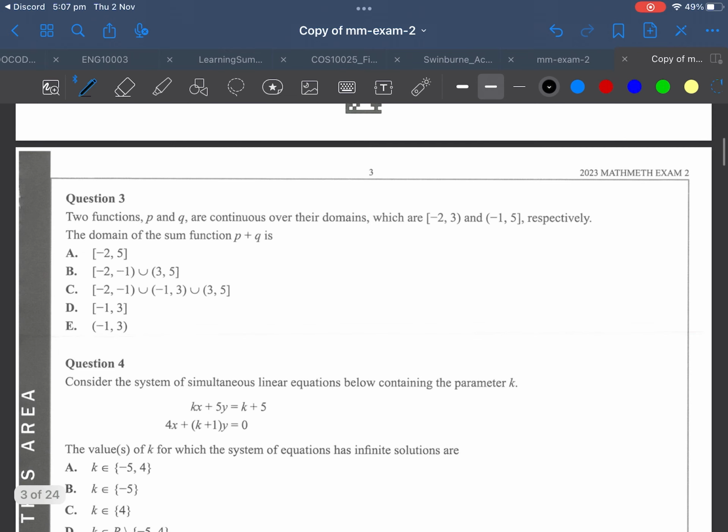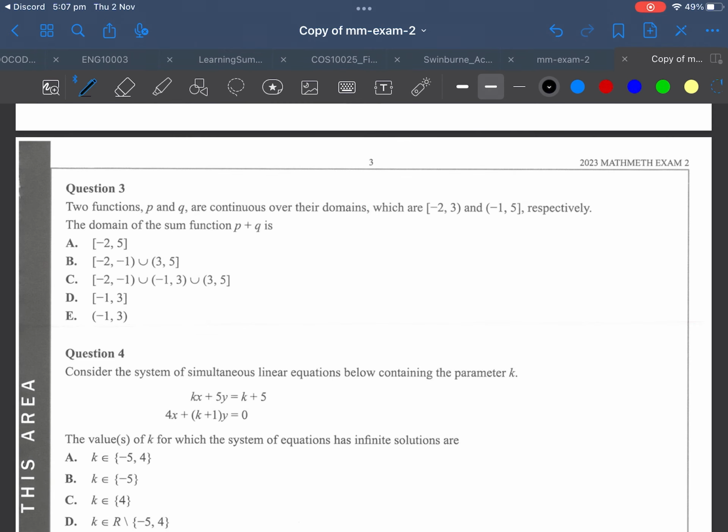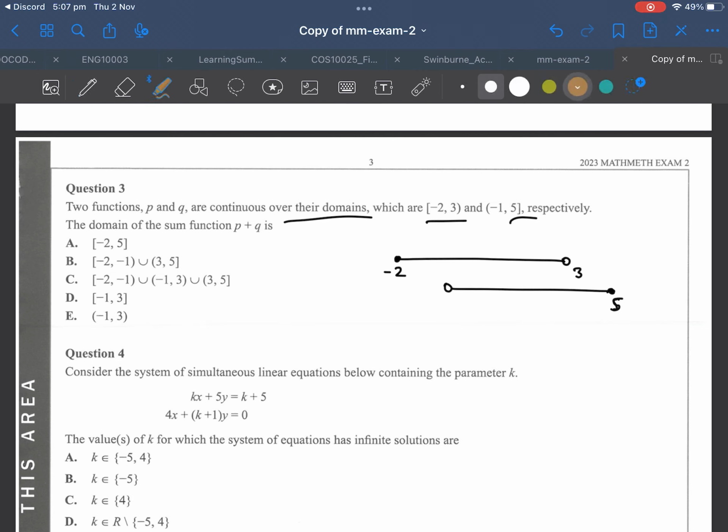Okay, and two functions p and q are continuous over their domains, this and this respectively. The domain of the sum of p and q is... whenever you have a question like this, it's just going to be the intersection of the domain of P with the domain of Q. So if I were to draw a number line, minus 2 to 3 is this, and minus 1 to 5 is this. So intersecting is going to be between these two, so the answer is going to be negative 1 to 3 exclusive. So it's going to look like it's E.